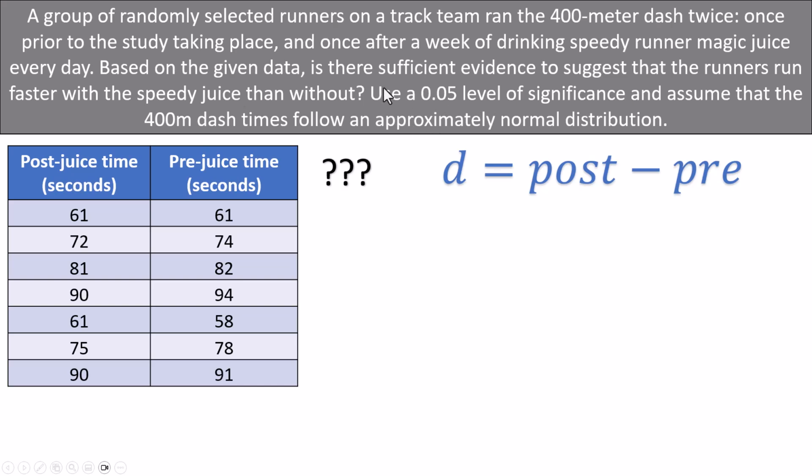So if we go back here, they want us to see if the runners are running faster with the juice than without. So running faster is going to be where we have the lower times, or I guess the negative numbers here, right? So actually we're going to end up having a left tail test. So when you set this up, you're going to have an alternative hypothesis with a less than sign, because less than is going to indicate an improvement, like a negative number in terms of post minus pre.